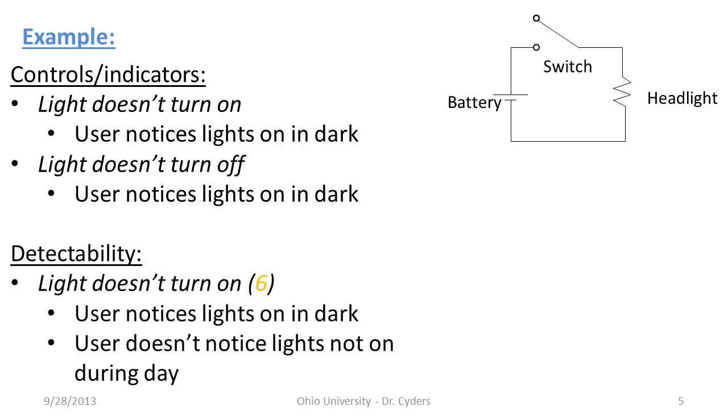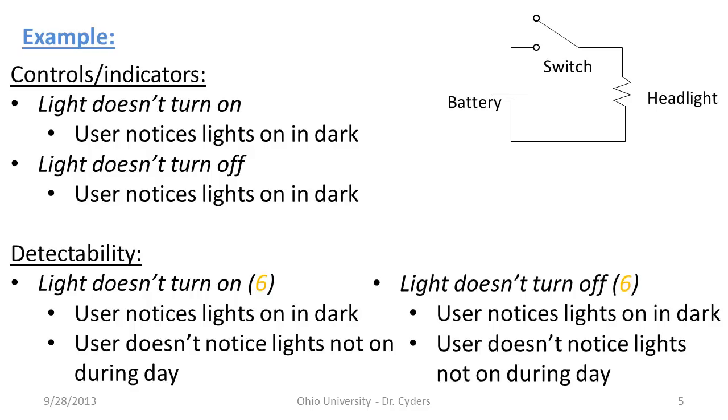So the detectability here, if the light doesn't turn on, this failure mode, that the light doesn't turn on when expected, we notice that they're not on when we need them. So if we need them at night, then we're going to know whether or not they're on. But you don't notice that they are not on during the day. So there will be no way for you to tell if you're driving in the rain whether or not your lights are actually on. So we're going to give this a detectability rating of 6 because it's pretty moderate.